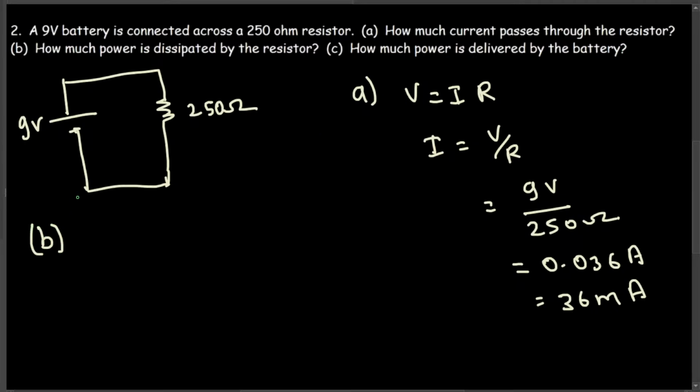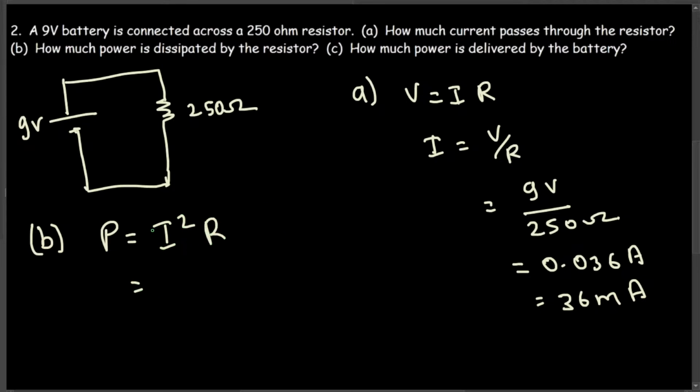B part is asking us to find out how much power is dissipated by the resistor. So you have to have an equation that is related to resistor and power, and we know that power is given by I squared R. If you watch my previous video, you know we derived two equations for the power. One is I squared R, and that's the one required for this, so let's keep that one here.